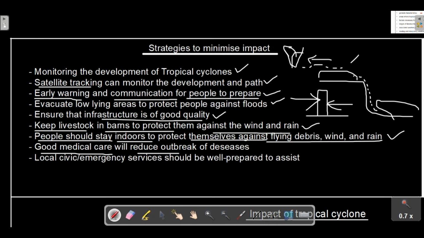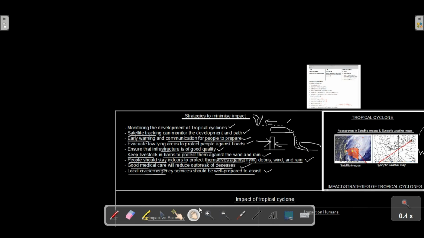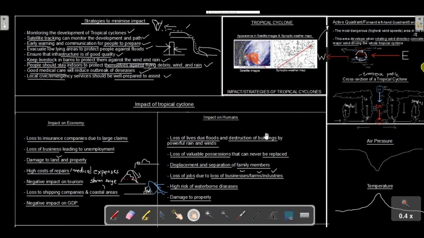Good medical care will reduce the outbreak of diseases. Remember, waterborne diseases are prone in these times, and hence there should be medical staff that is well prepared, that is well trained to prevent the spread of these diseases. The local emergency services should be well prepared to assist. So you should have a well prepared, well equipped medical team that is able to help people prevent a lot of spread of diseases throughout.